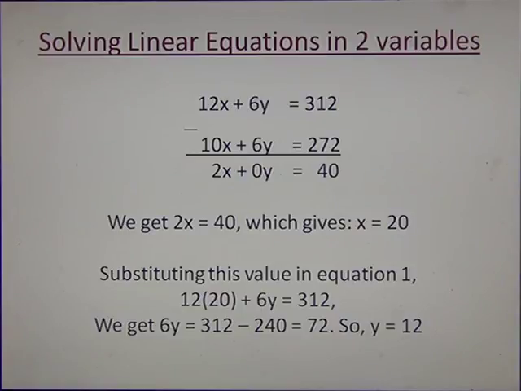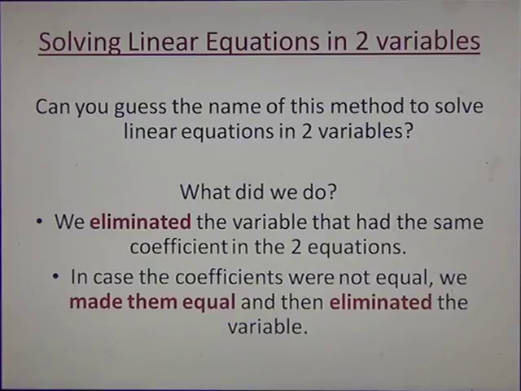So subtracting one from the other, we get 2x is equal to 40, which gives us x is equal to 20, and substituting this value in one of the equations, we get y is equal to 12. So can you guess the name of this method to solve linear equations in two variables? We have indeed discovered one of the methods for solving linear equations, right?